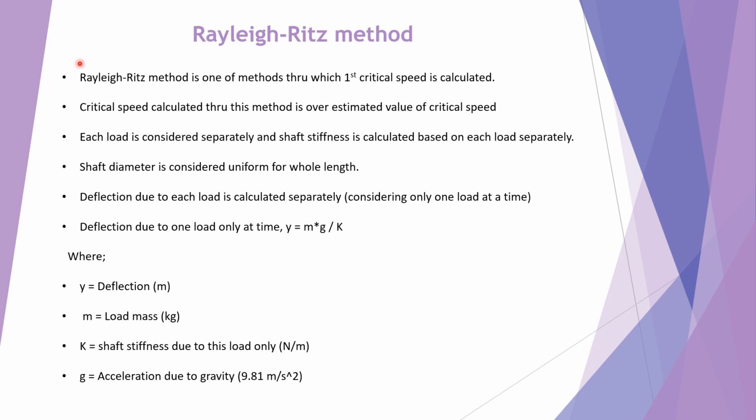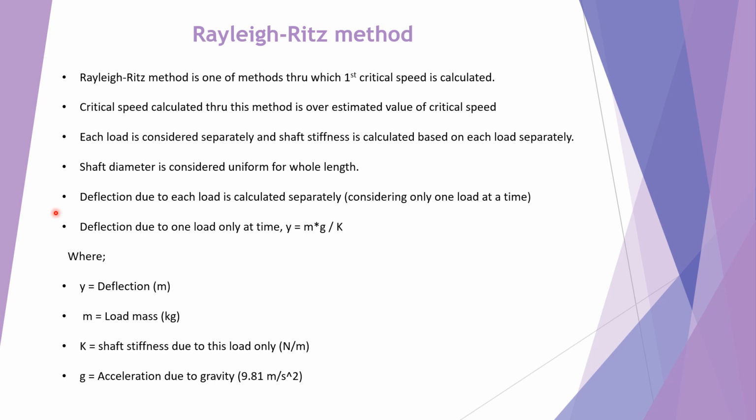Now we have to use the Rayleigh method. Rayleigh method is one of the methods through which only the first critical speed is calculated, and the critical speed calculated using this method is overestimated. That means the critical speed calculated using the Rayleigh method has a value more than the actual critical speed. Each load is considered separately and shaft stiffness is similarly calculated separately. Shaft diameter is considered uniform. That means if there is a variation of the shaft diameter, we have to take the average.